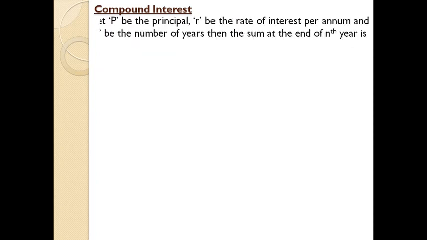Under compound interest, we all know P is considered as the principal amount, R is considered the rate of interest per annum. Per annum means the computation is based on 1 year, and N is the number of years, and A is the sum at the end of the nth year. How to find the compound interest at the end of the nth year? The equation is A equal to P into (1 plus R by 100) power N.